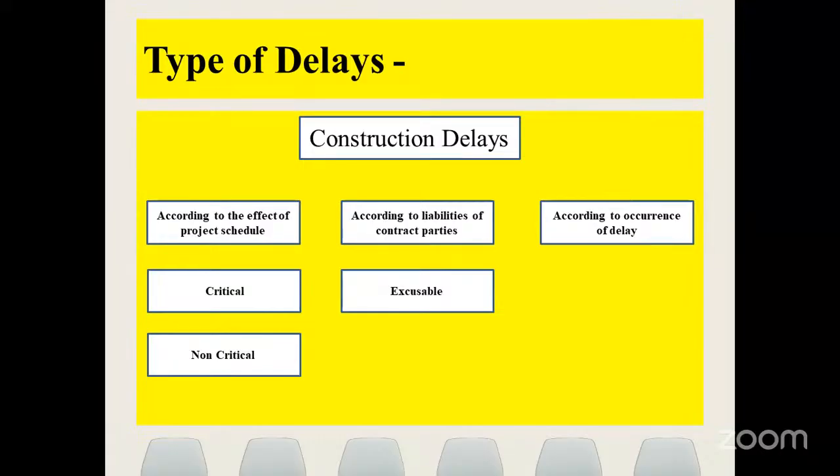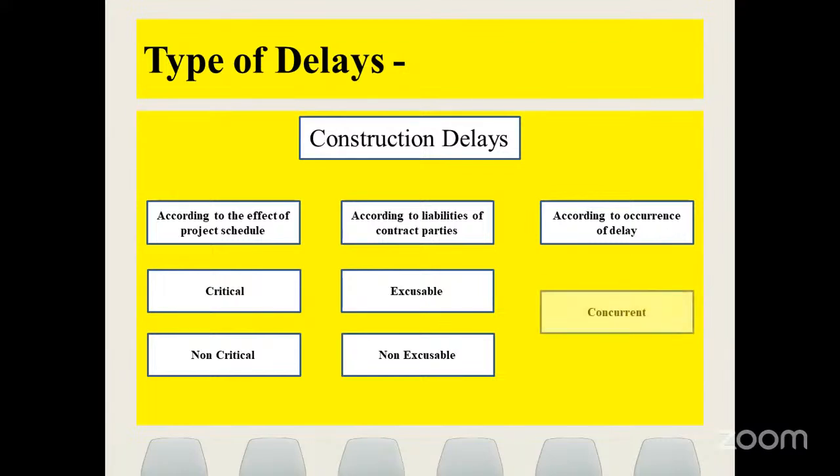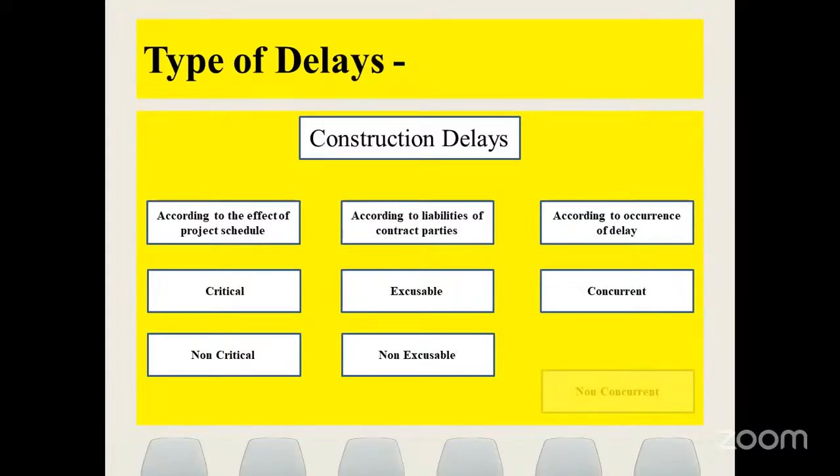Okay, then we have according to the liabilities of the contract parties. We can excuse some delays, we cannot excuse some delays. So what are excusable delays and what are non-excusable delays, that we are going to discuss. Then again, we have concurrent delay and non-concurrent delay. Concurrent delay means if one party delays, the second party again delays due to not having appropriate work front, not having appropriate information, and that delay starts impacting the next activity, that we call concurrent delay. Non-concurrent, only the one delay will drive the schedule.